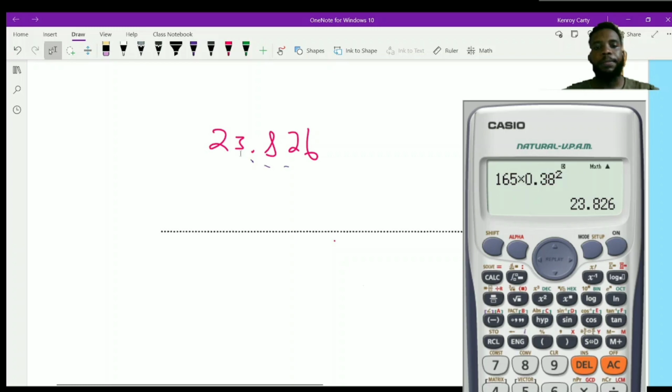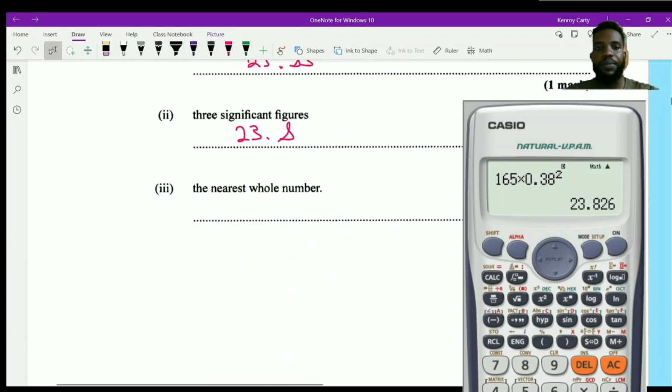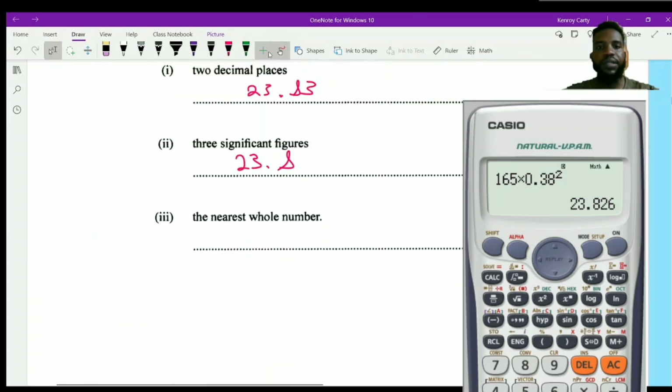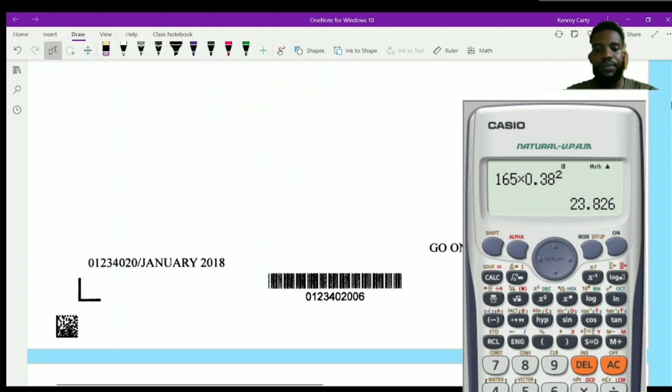Now, in a ones position, you have 3, and to the right of 3, you have 8. 8 is 5 or more, so 3 goes up 1 place, which is going to turn this number into 24 to the nearest whole number. So let me go back down and put that in. So this is going to become the nearest whole number. This number right here would simply be 24. That's it. Now let's take this down.